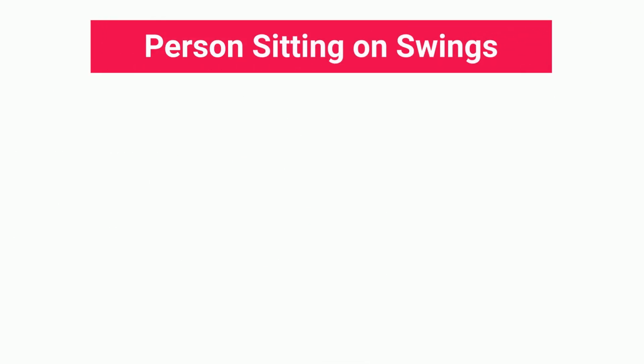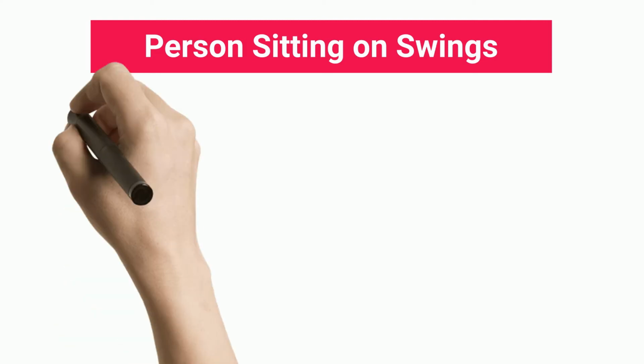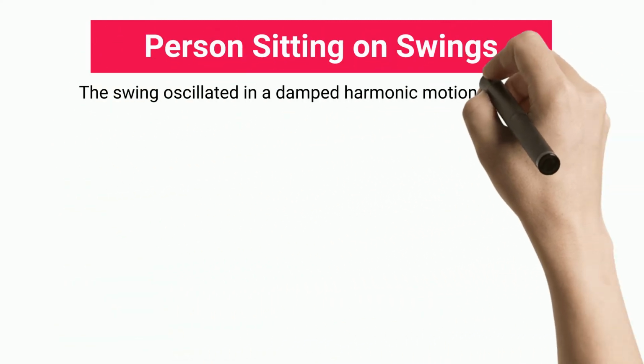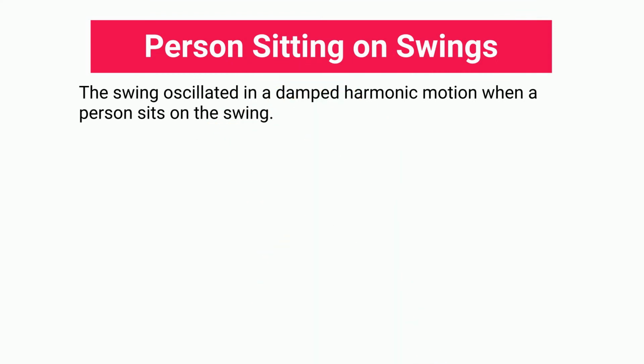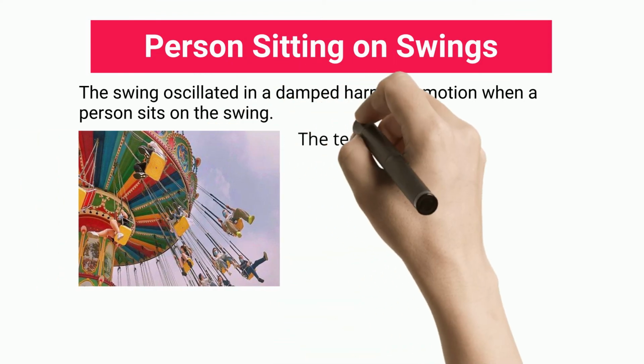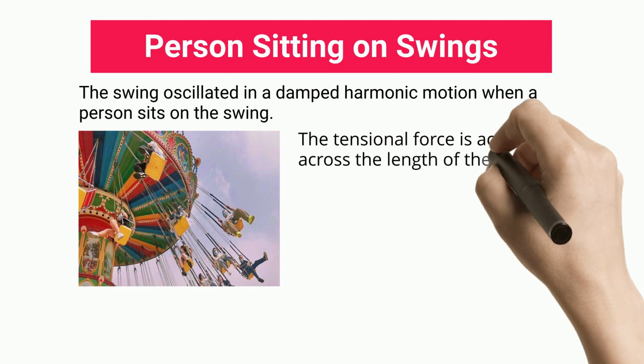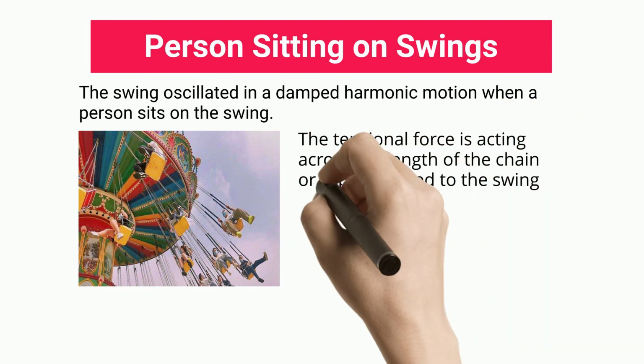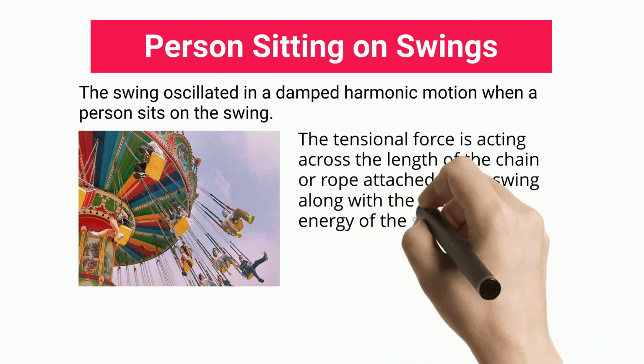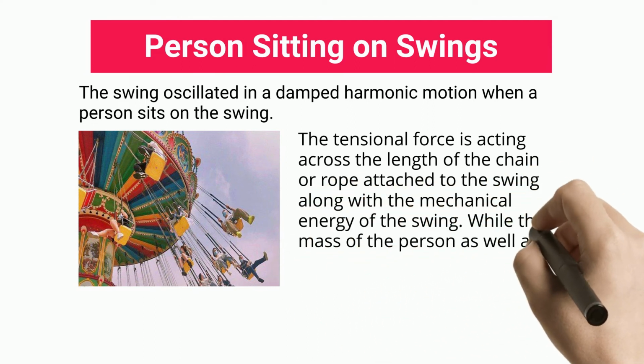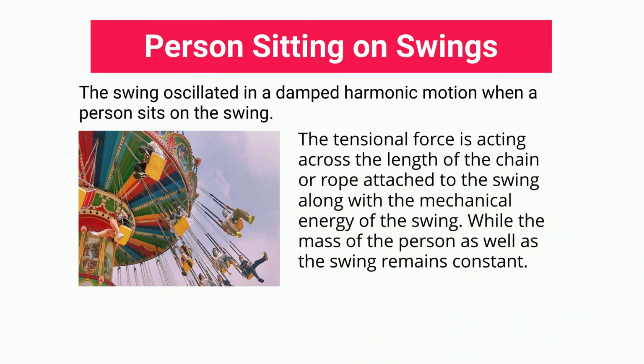Person sitting on swings. The swing oscillates in a damped harmonic motion when a person sits on the swing. The tensional force acts across the length of the chain or rope attached to the swing along with the mechanical energy of the swing, while the mass of the person as well as the swing remains constant.